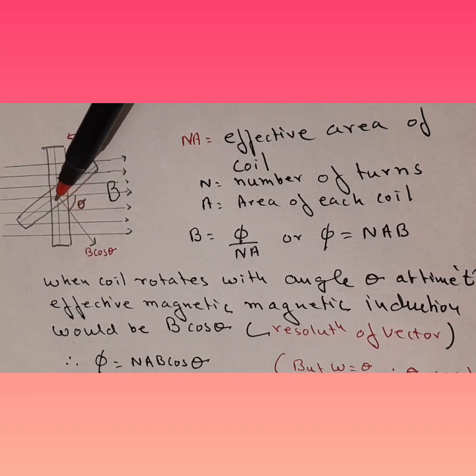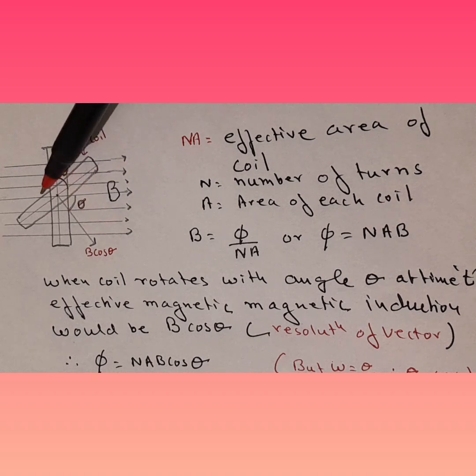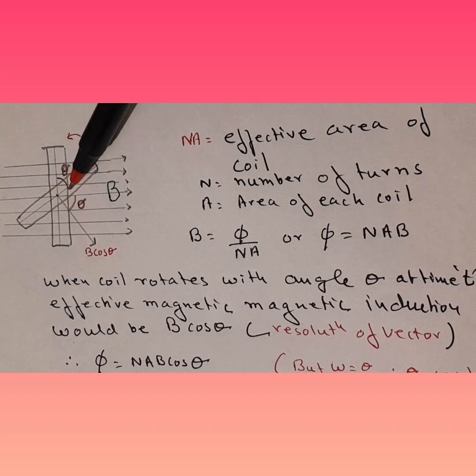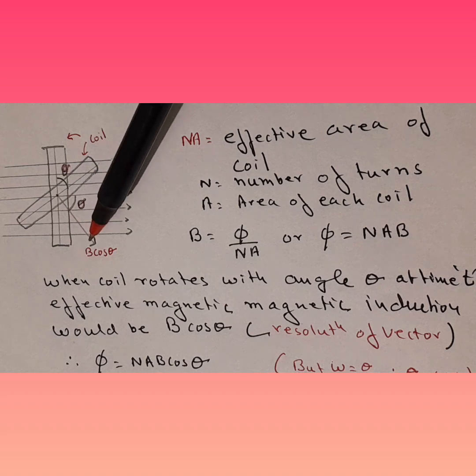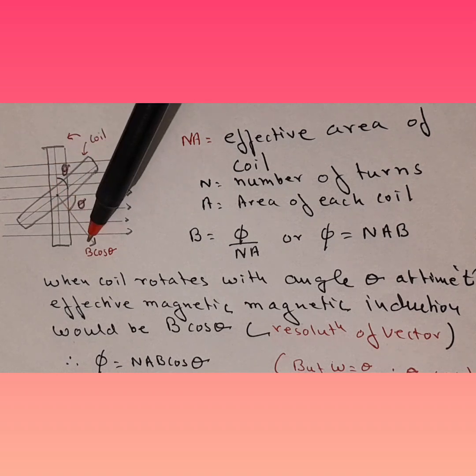So the effective magnetic field that the coil experiences now is B cos theta. This is as per resolution of vector. So if this is B and this is theta, since the axis has moved via theta, even the normal has moved via theta. So now the effective magnetic field on the coil is B cos theta, as per resolution of vector.